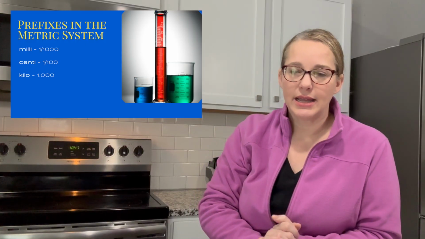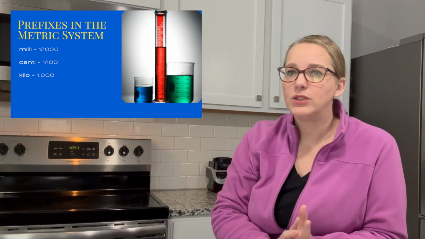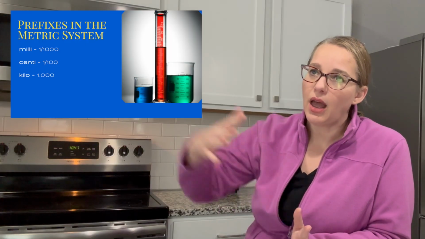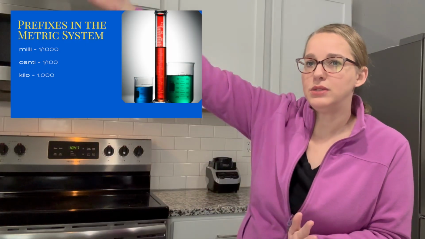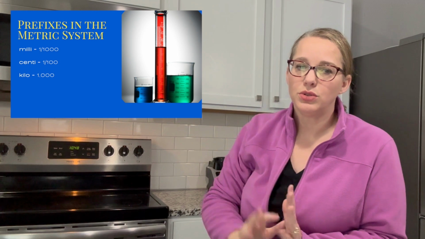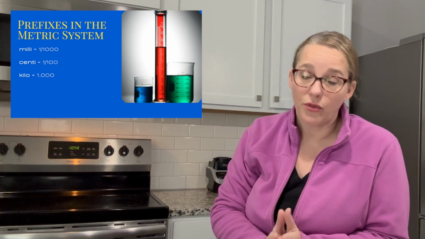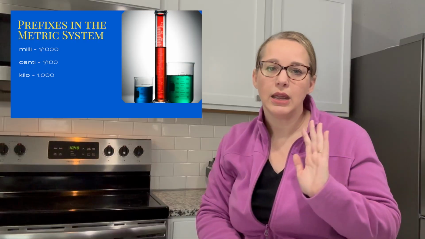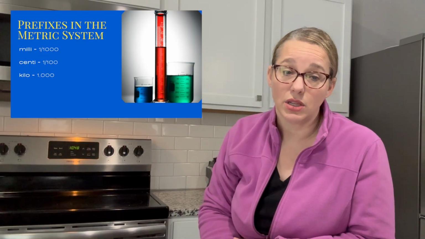So if we say a centimeter, that's 1/100th of a meter. If we say a kilometer, that means 1,000 meters. So those are the three prefixes that we use very often, and you're going to see it over and over as we do different calculations throughout science and anything else that you do.